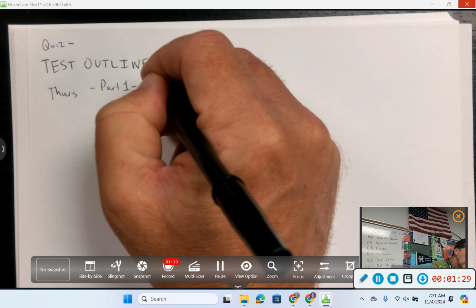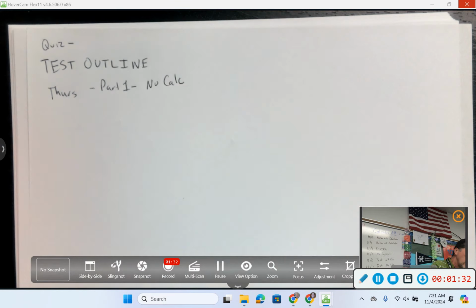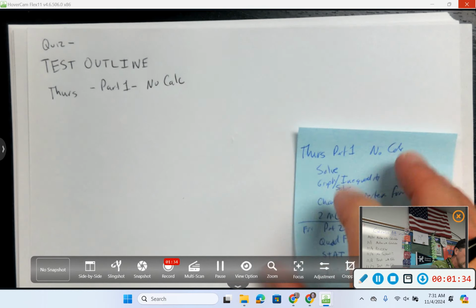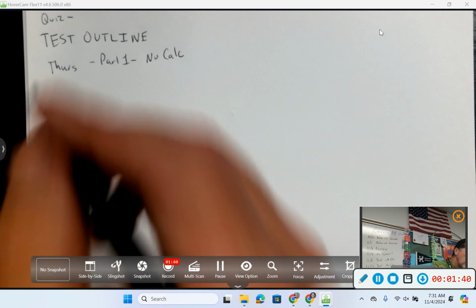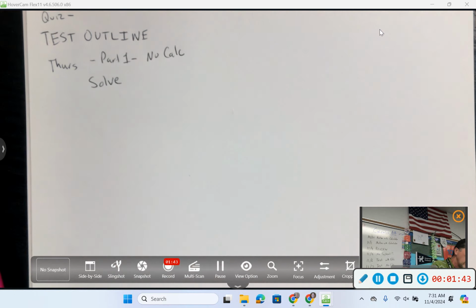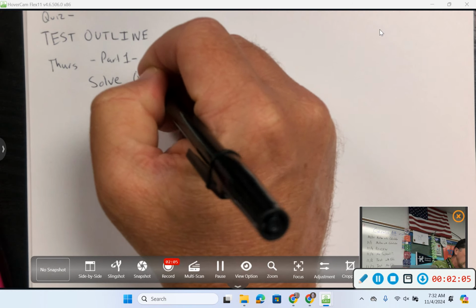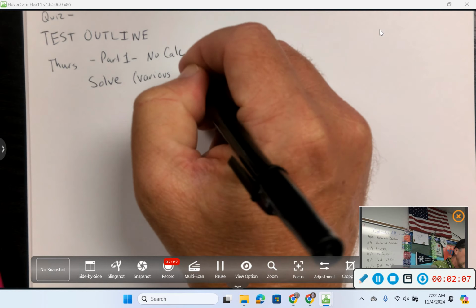Thursday, part 1, no calculator. I got my little sticky note here from when I made it and made notes to myself. So let's see if I can remember what this stuff means. Solve. Okay, so you tell me, what does solve mean? What's your answer going to look like if the directions say solve? Something equals. x equals, or t equals, or a equals, or whatever, but something equals, and then you're going to give an answer and maybe two answers if it's a quadratic. So solve. Maybe a plus or minus in there somewhere.